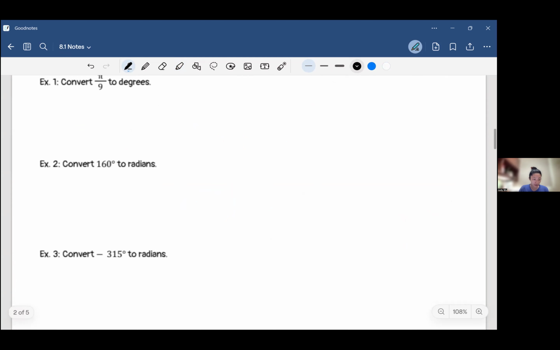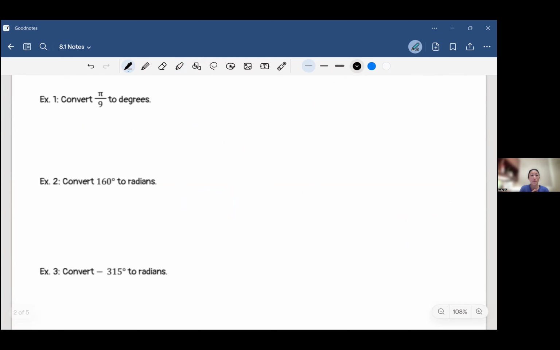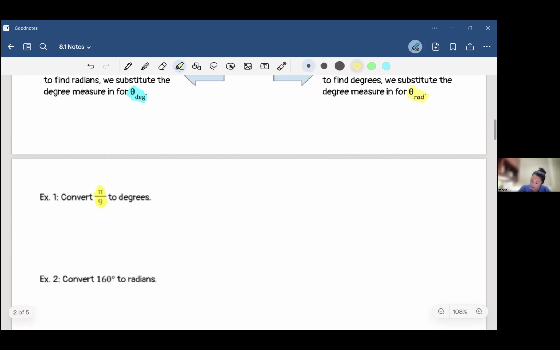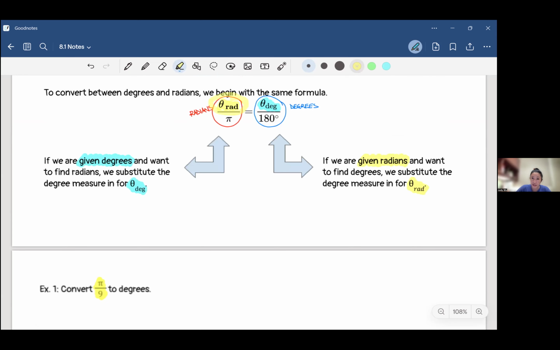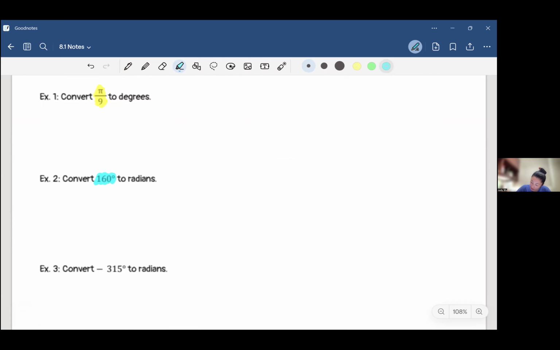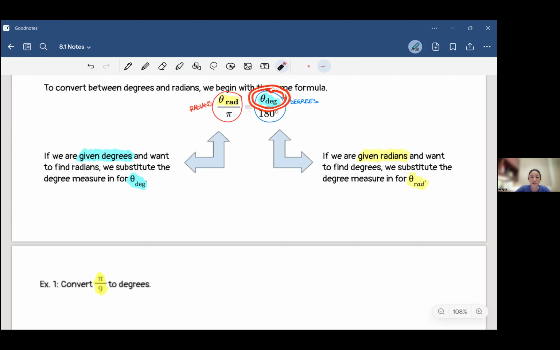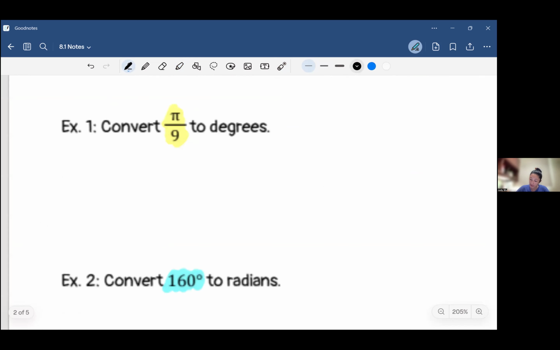So we've got 3 questions right here that we're going to take a look at. Example 1, we're going to convert radians to degrees. Example 2, we're going to convert degrees to radians. And example 3, we're also going to convert degrees to radians. So in other words, if I'm given my radians, that's what I'm going to put in the radians part of my equation. But like example 2 and example 3, if I'm given degrees, I'm going to want to put those in the degrees part of my formula. Okay, so let's get this started and see what we get.